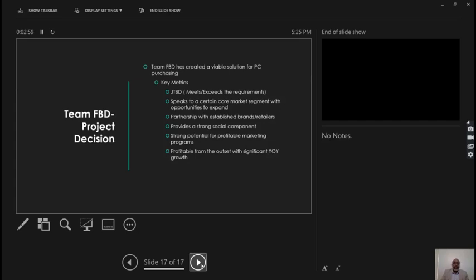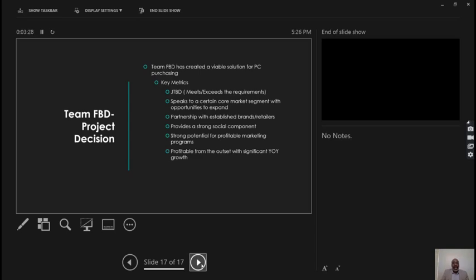You've seen our pitch. We've developed a JTBD that meets or exceeds the requirements. Our core market segment is solid with the potential to expand our base. Partnerships with established brands and retailers give Computer Finder instant credibility. Additional opportunities to increase profits through well thought out marketing plans will continue to push our business forward.